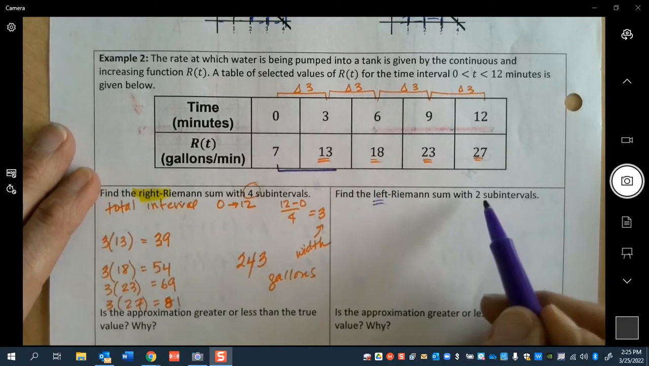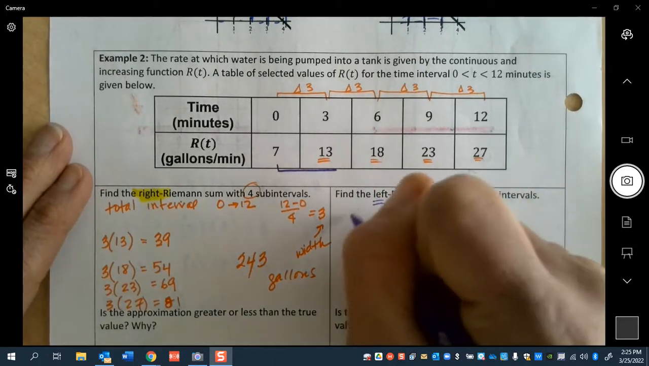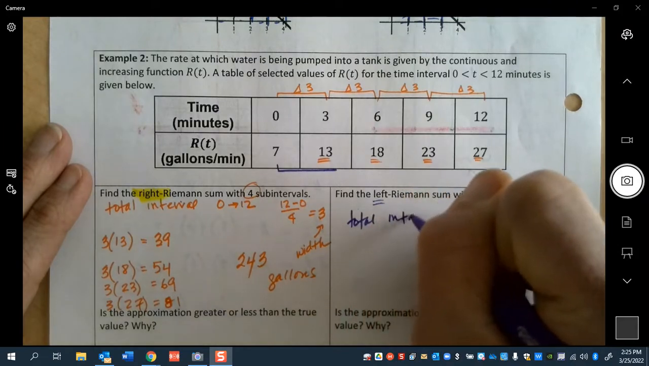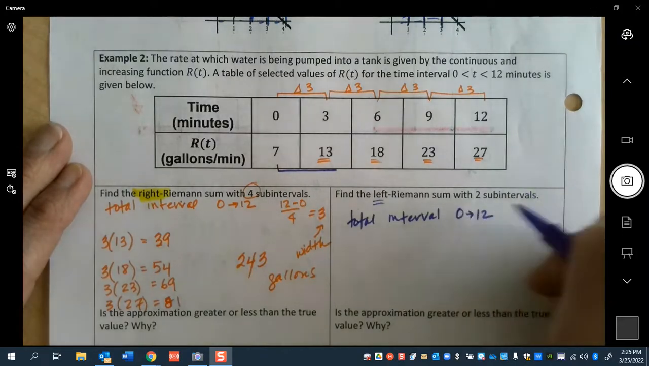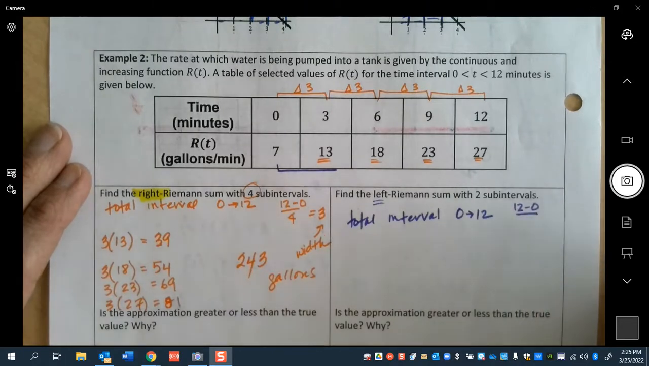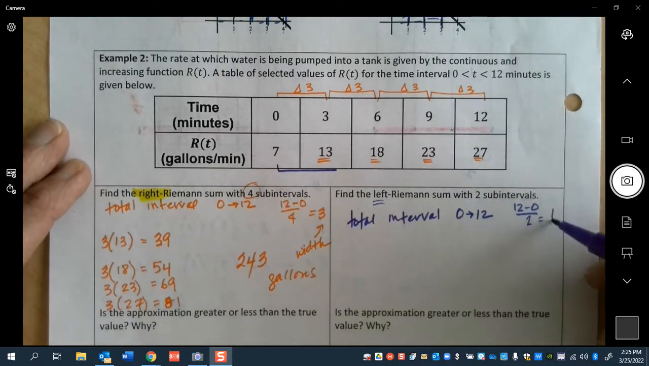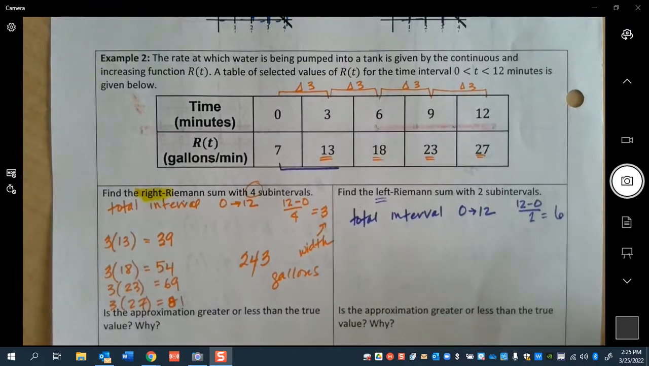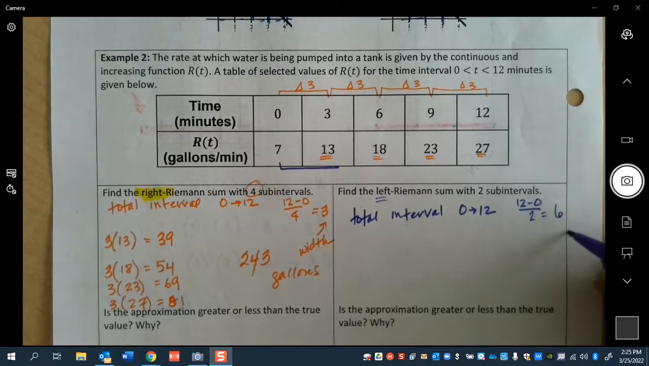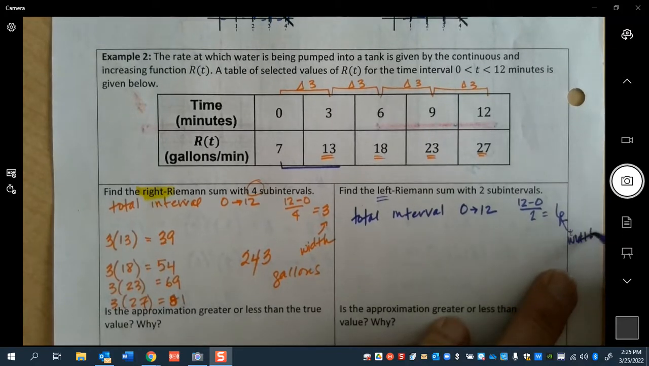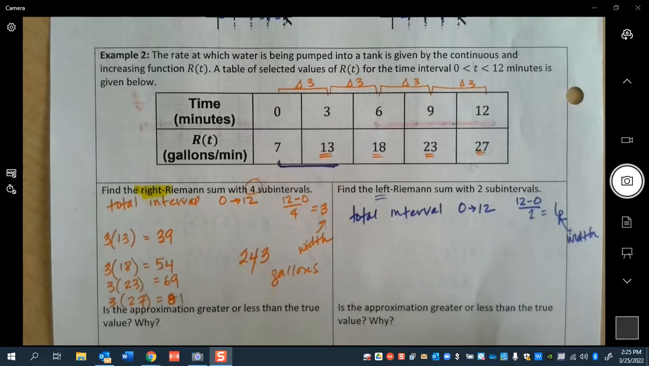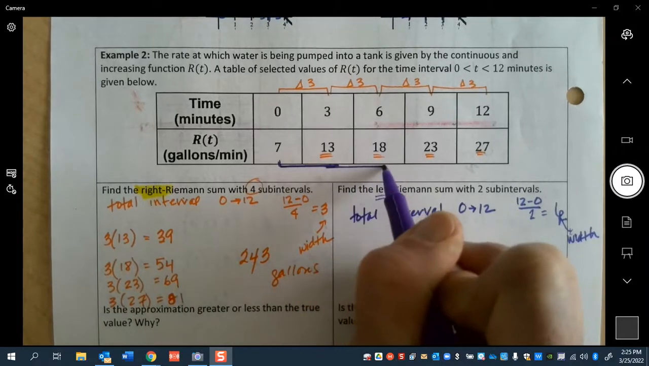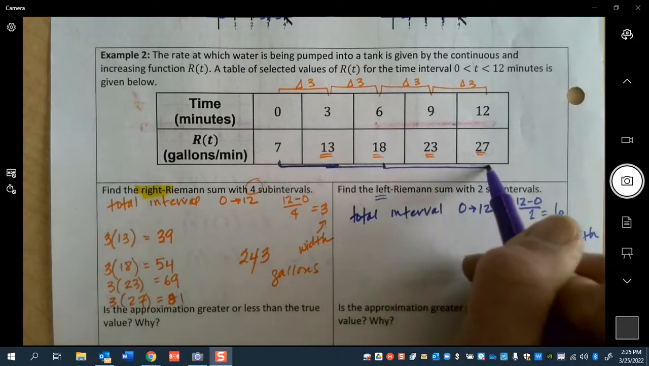But if I have 2 sub-intervals, so if my total interval is from 0 to 12, my change in my interval is still going to be 12, but instead of dividing it by 4, I'm going to divide it by 2, which means my intervals are now going to have a width of 6. So I'm just going to have 2 intervals.